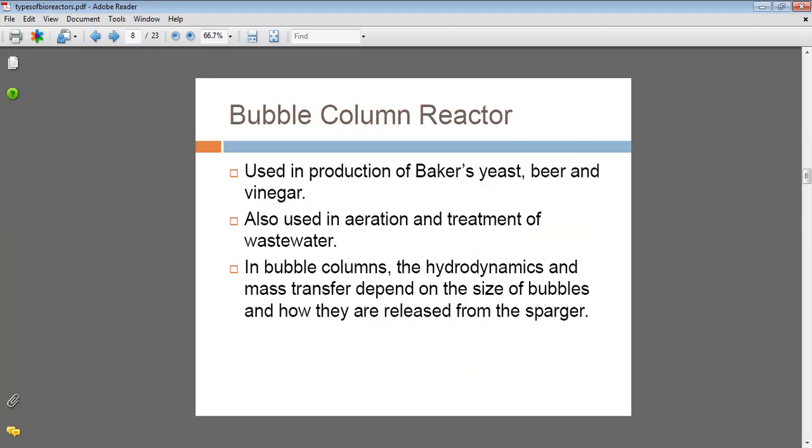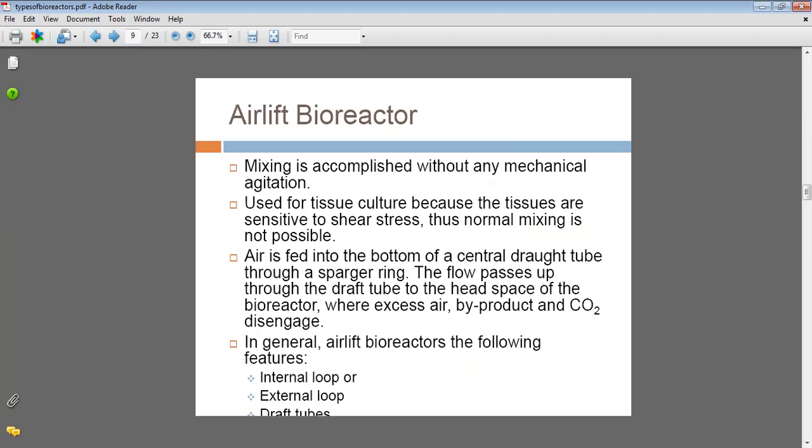Bubble column reactor is used in the production of baker's yeast and also in aeration and treatment of wastewater. Airlift bioreactor: mixing is accomplished without any mechanical agitation. It is used for tissue culture because the tissues are sensitive to shear stress, thus normal mixing is not possible.